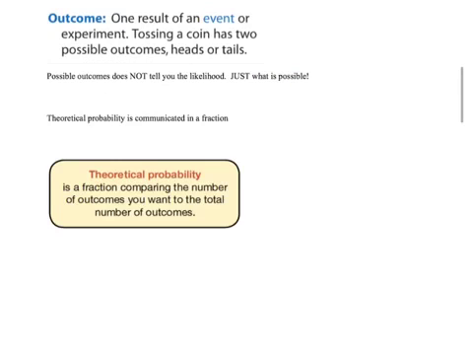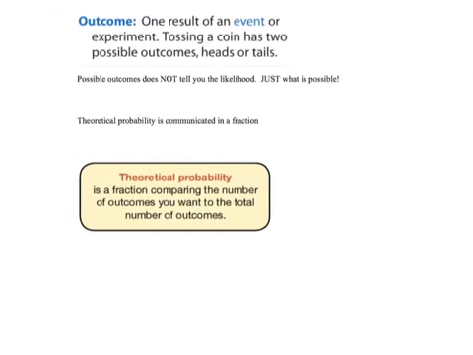Reminder of a couple of things. An outcome is one result of an event, or an experiment. Tossing a coin has two possible outcomes. You can have heads or you can have tails. Rolling a dice has 6 possible outcomes. You can have 1, 2, 3, 4, 5, and 6. The number of outcomes does not tell you what is more likely or less likely, just what is possible.